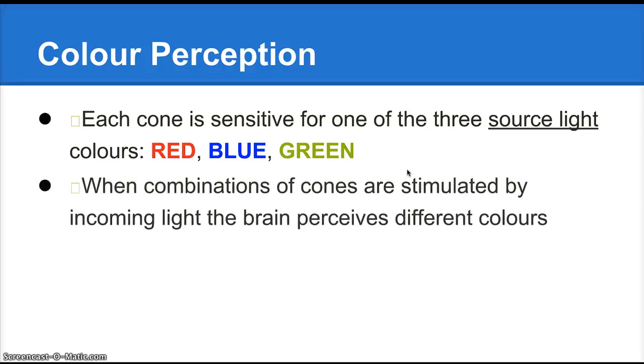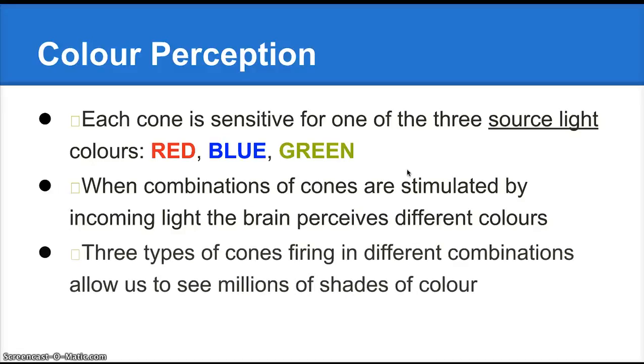So when combinations of cones are stimulated by different incoming light, the brain perceives different colors. So a variety of these different cones firing in different combinations and with a different intensity of light allows us to see millions of shades of colors. So instead of seeing something that is simply red, blue, or green, we might be able to see a variety of colors such as this.